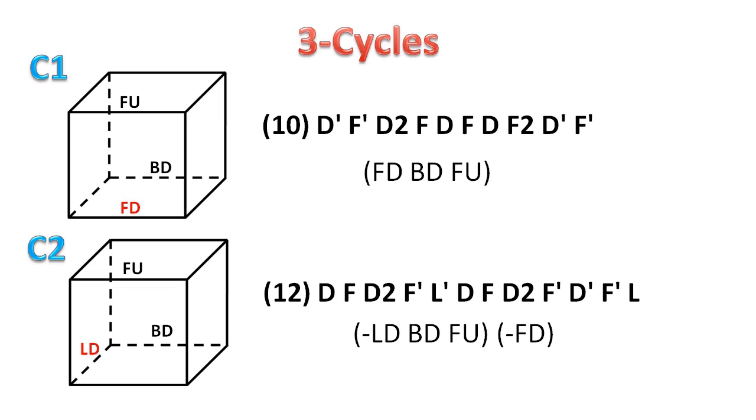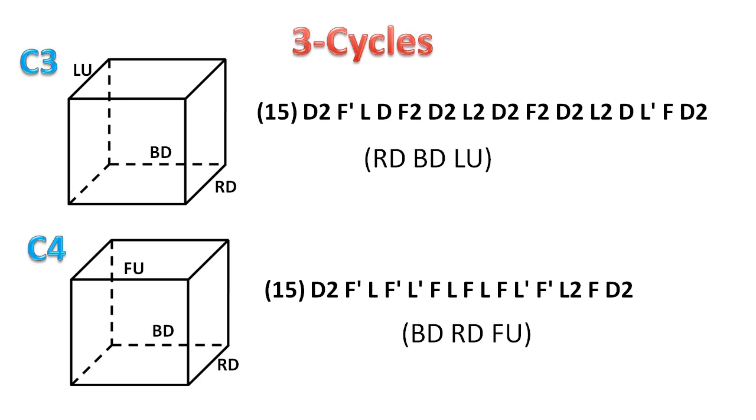Okay, and now I give you my algorithms. Algorithm C1 and C2 are both 3 cycles of 10 and 12 moves, and they both cycle between 2 non-hidden edges and 1 hidden edge. For algorithm C2, the minus in front of the edge means that the edge is not only permuted, but is also flipped with respect of his natural orientation. So we have a 1 cycle FD with a minus in front of it, which means that the edge FD stays in its position, but it is flipped.